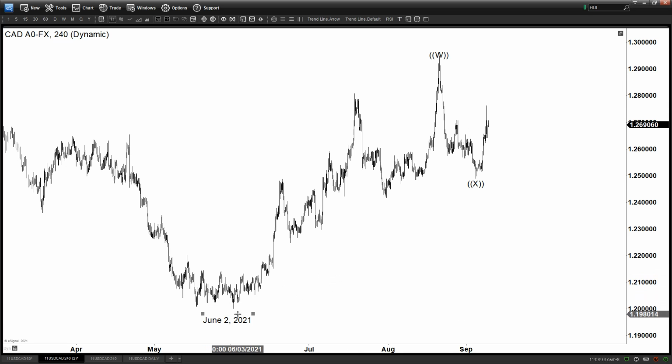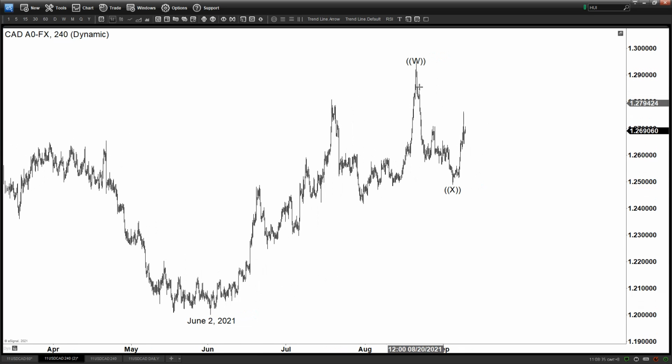And from here we have a rally in the US dollar CAD, or for that matter in any US dollar pairs, not just US dollar CAD. We ended this leg here as a W, and we ended the pullback here as an X. So it's a shallow pullback if you think about it. It's not really that big of a pullback.